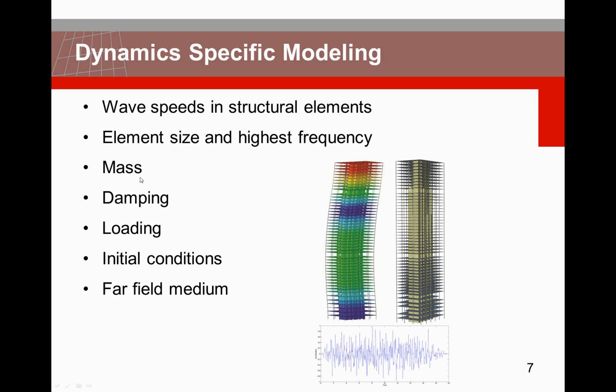Further, as we already saw from the second law of Isaac Newton, dynamics is all about getting mass in motion. So how to define your mass in your system. Typically you also need to do something about damping. It's not necessary. You can also do undamped analysis, but in most cases you would like to add some damping to your model.